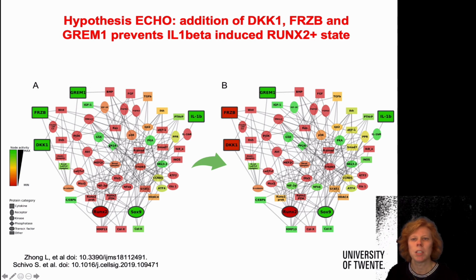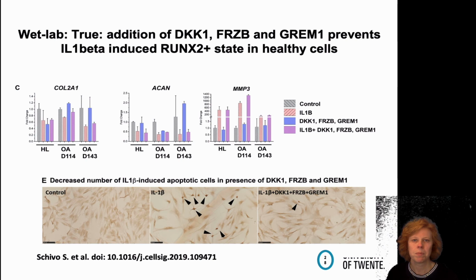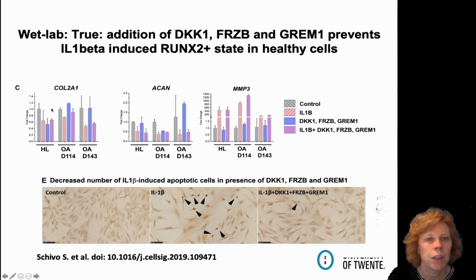We ran simulations, and the steady state that is reached after the simulations showed that there is no switch to a RUNX2 positive state. It is still a SOX9 positive state. However, we do see activation of some downstream genes, such as the MMPs. So while addition of DKK1, FRZB and GREM1 prevented the loss of collagen II and aggrecan expression in both healthy-looking and osteoarthritic chondrocytes, expression of MMPs was not prevented by the addition of DKK1, FRZB and GREM1.